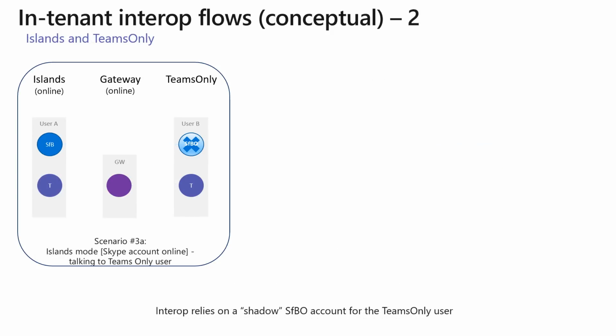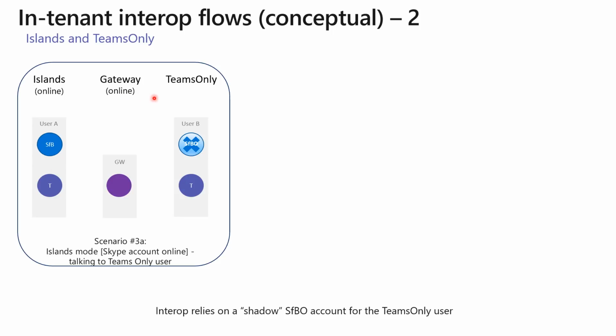Now, let's take a look at an interop flow scenario where we introduce islands coexistence mode into the mix. So here, scenario number 3. First sub-scenario here, we have islands mode for user A, and in this case, the user's Skype for Business account is in Skype for Business Online. They are also utilizing Teams because it's islands. They have full access to all of the features inside of Teams.